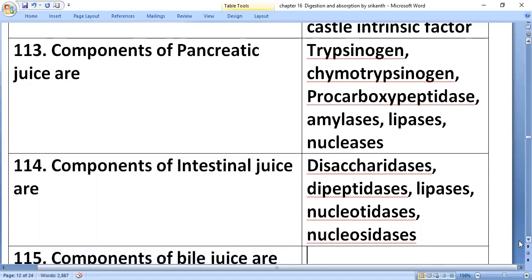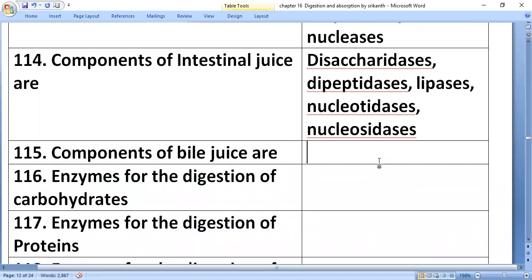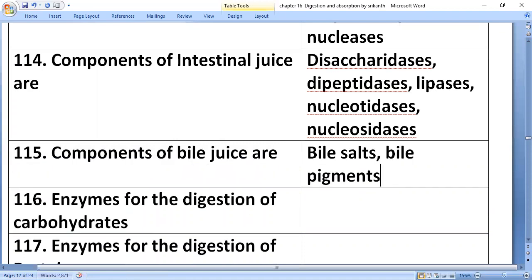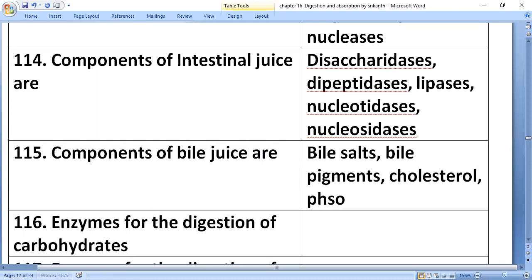Components of bile juice are bile salts and bile pigments. Along with that, we also find cholesterol and phospholipids.